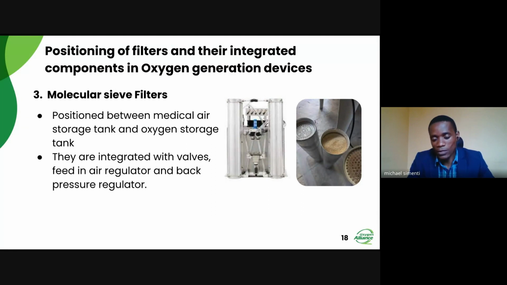Again, it's worth mentioning the PSA plants. They also have what we call a feed-in air regulator and a back pressure regulator. These regulators just make sure that they are maintaining the PSA pressure in the sieve beds. I'll give an example. Let's say from the compressor, there are 7 bars of pressure going into the sieve beds. But the PSA pressure in the sieve bed is, let's say, 6 bars. It means the feed-in air regulator is there to reduce that pressure until it reaches the PSA pressure that is recommended and allowable in the sieve bed. It is the same with the back pressure regulator. It just checks that the pressure in the sieve beds is maintained.